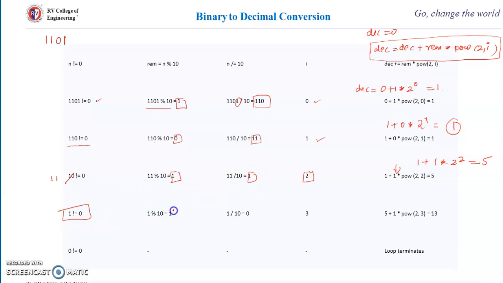Then 1 percent 10 will give me remainder 1 and quotient 0, and the I value will be incremented to 3. Then we substitute the value here. From the previous step, decimal is 5, plus remainder 1 into 2 to the power I, where I is 3, so it will be 5 plus 8, 13. In the next iteration, this number will be 0, so the condition n not equal to 0 becomes false, and we will come out of the loop.